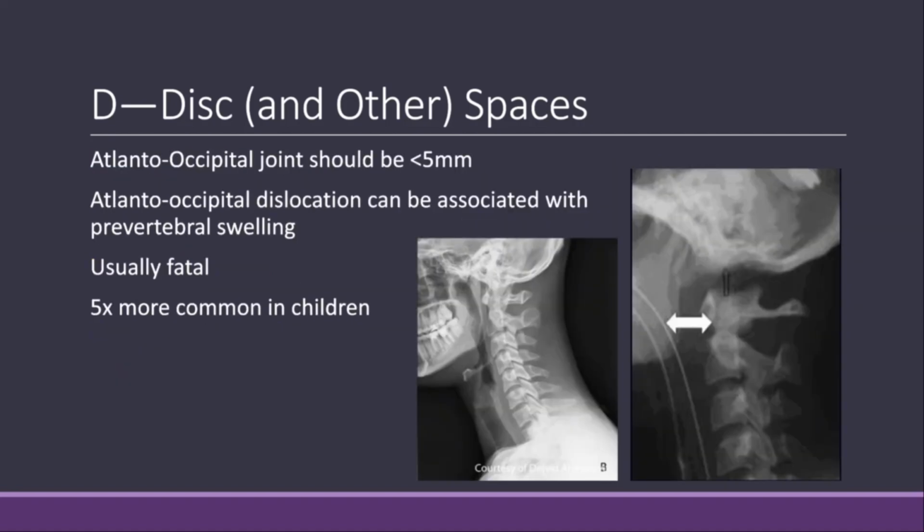The atlanto-occipital joint should be less than 5 millimeters. It is enlarged in the one seen on the right here by that little black arrow. Atlanto-occipital dislocation can also be associated with prevertebral swelling, seen by that white arrow here. And again, that's a normal X-ray on the left for comparison. This is usually fatal, but note that it is 5 times more common in children than adults.